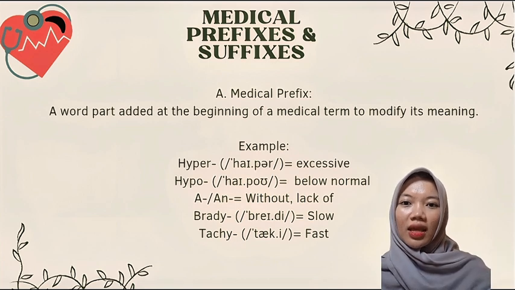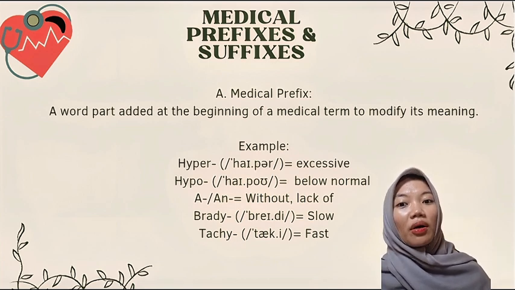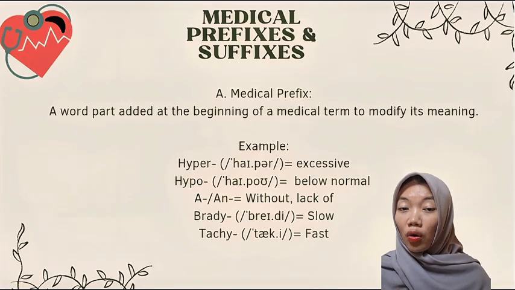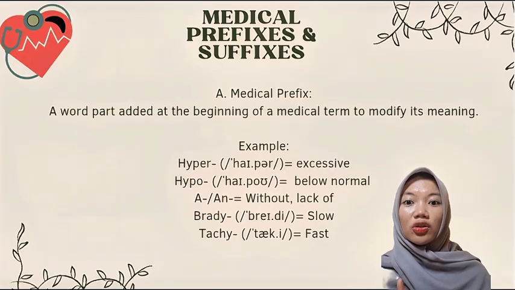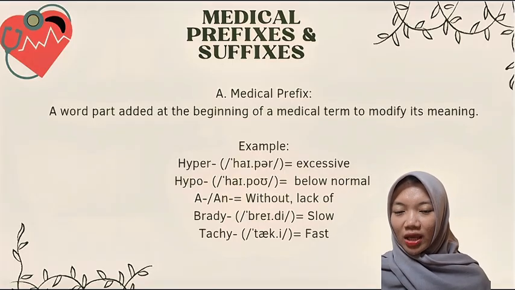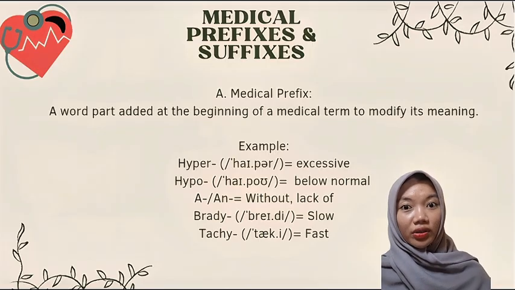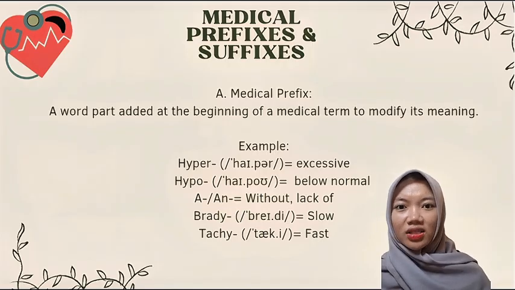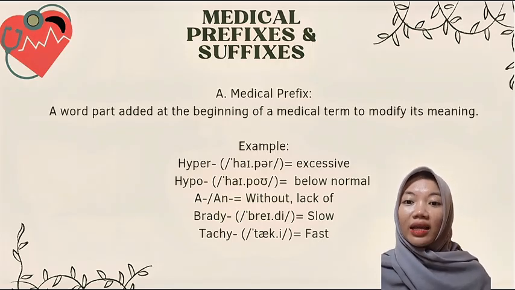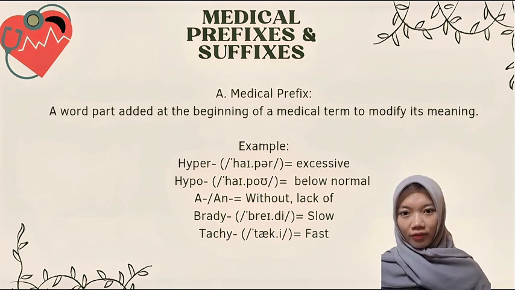First, let's discuss medical prefixes. A medical prefix is a word part added at the beginning of a medical term to modify its meaning. Some common medical prefixes are hyper, which means excessive or above normal, and hypo, which means below normal. A or an means without or lack of.